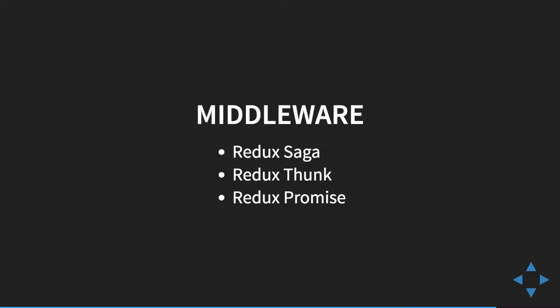So what are the differences between these? Redux Promise returns a promise. Redux Thunk returns a thunk, and Redux Saga does not return a saga. It returns a generator, which is something new to ES6, or I think it might even be in ES7. But anyways, it's new to JavaScript. And so that's what I went with, was Redux Saga.